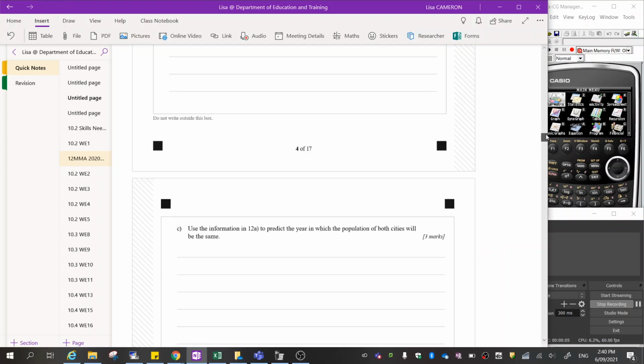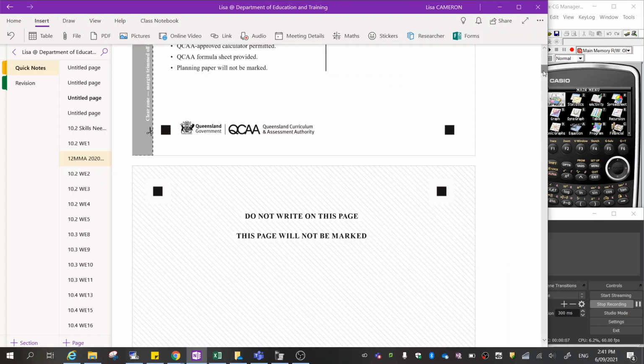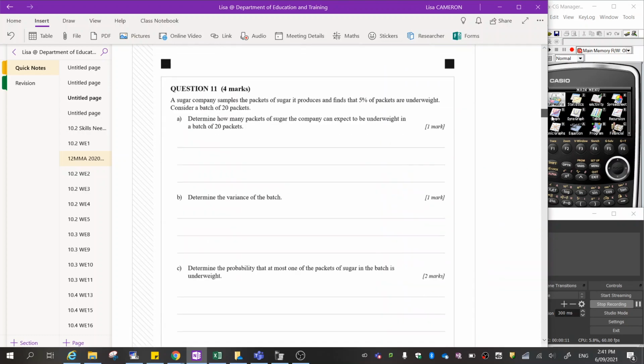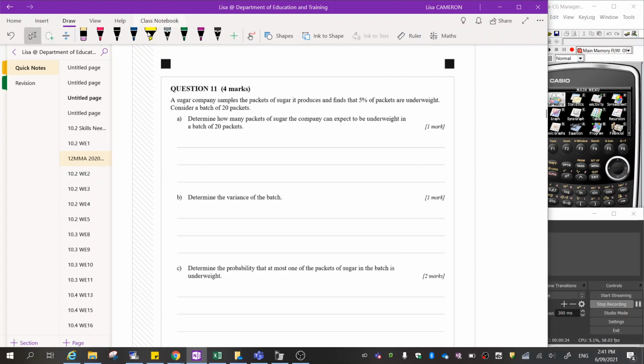Okay, so question 11. And the important thing with these questions is that when you're reading them, you're selecting the correct formulas for the type of probability that it is. So a sugar company samples packets of sugar it produces and finds 5% of the packets are underweight. Consider a batch of 20 packets. Determine how many packets of sugar the company can expect to be underweight in a batch of 20.